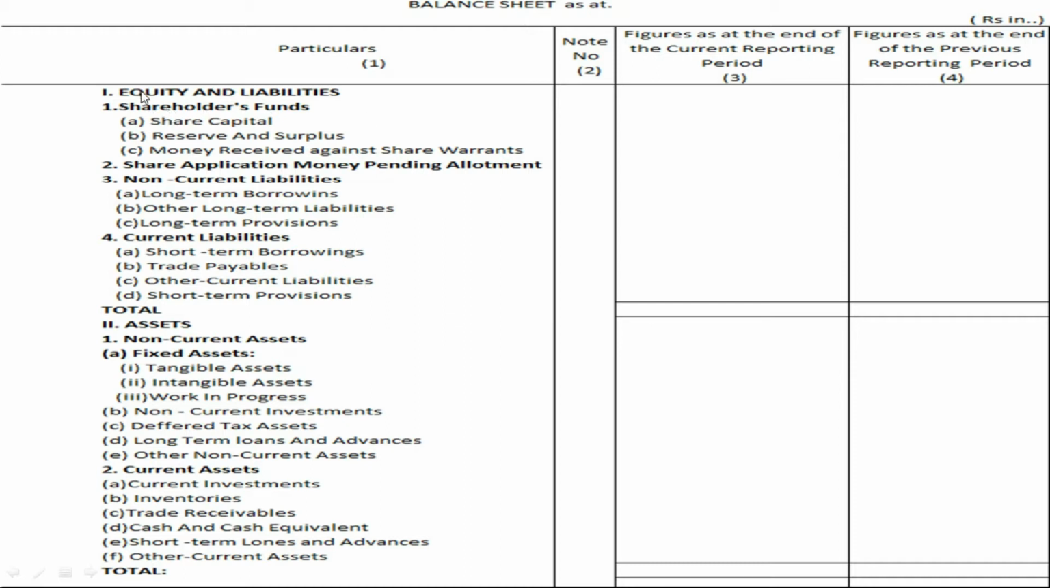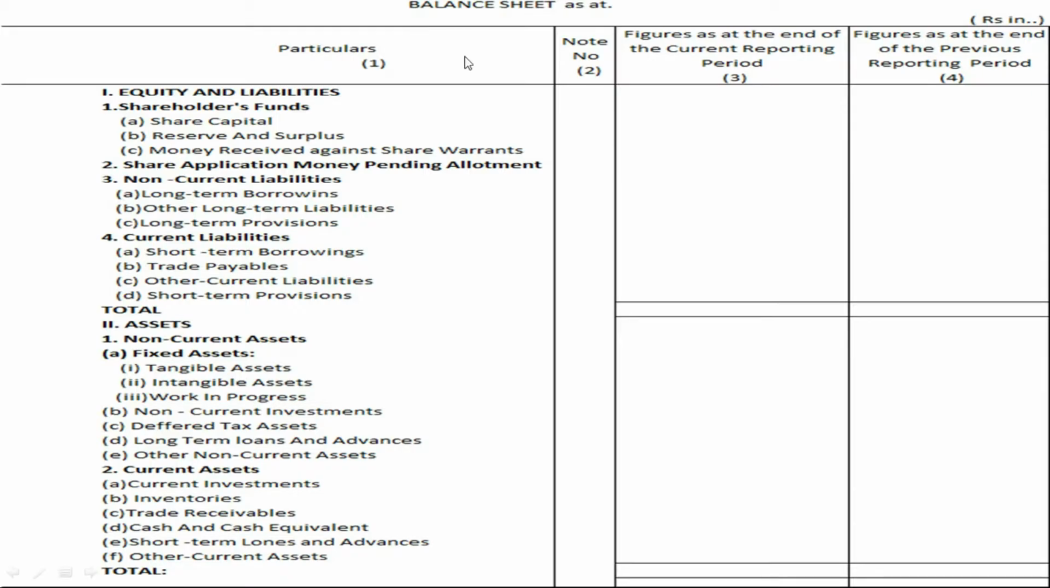It classifies liabilities in two parts, that is equity and liabilities. Liabilities include the external liabilities of the company, whereas equity is the liability towards shareholders, termed as shareholders' funds. Now let us see what comes under the balance sheet. First of all, you will write the name of the company and then balance sheet as at. As at is very important to write.